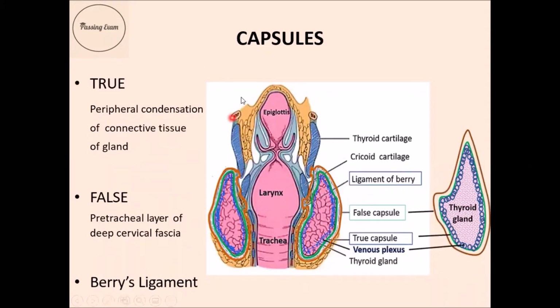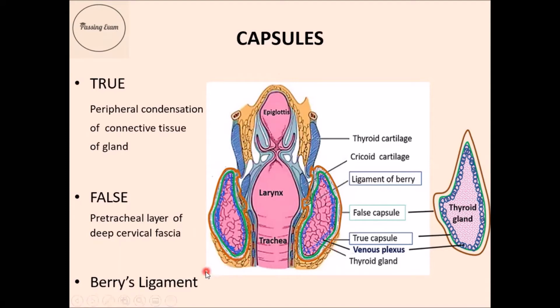There are two capsules of thyroid gland. One is called true capsule and one is called false capsule. True capsule is actually the peripheral condensation of the connective tissue of the gland. This green line in this diagram is showing true capsule. And all the intraglandular blood supply is inside the true capsule. And then there comes a false capsule, which is actually the pretracheal layer of deep cervical fascia. The red line in this diagram is showing false capsule, which is actually a pretracheal layer of deep cervical fascia.